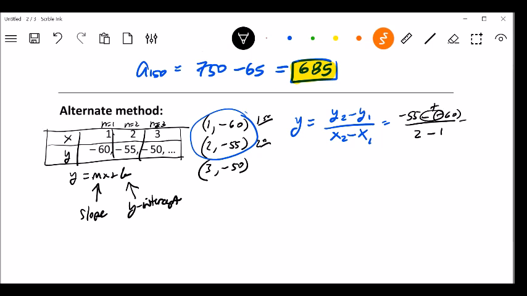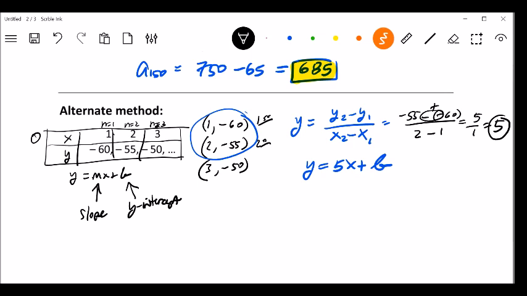This becomes plus, so negative 55 plus 60 is 5 over 1, which means we have a 5 for the slope. So we now have the equation y equals 5x plus b. We can find the b. Well, the b is when x is 0.